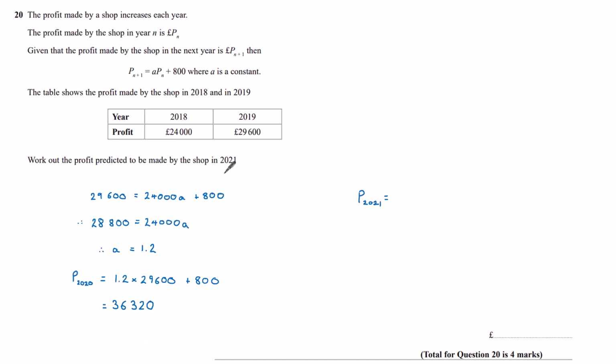I want the profit in 2021, and so that profit will be 1.2 times the profit of 2020, which I just found to be 36,320, plus 800. And again, evaluating on my calculator, I find this to be 44,384. And so this value is my predicted profit for 2021.